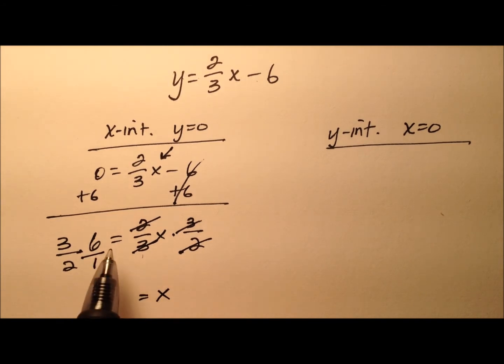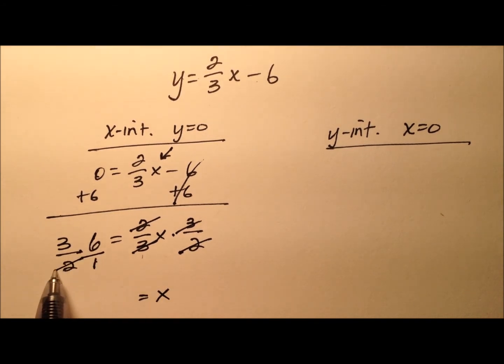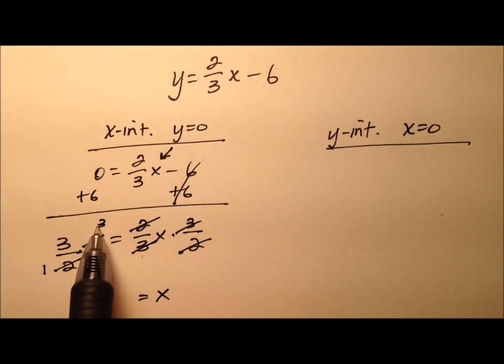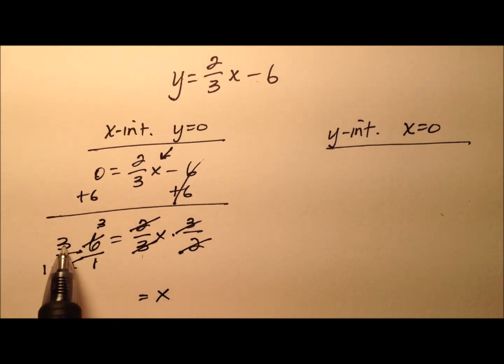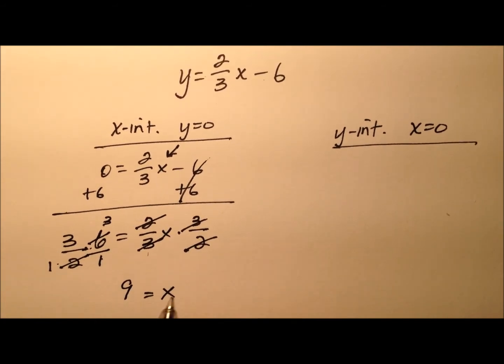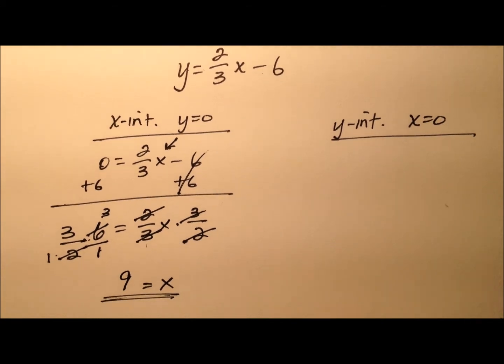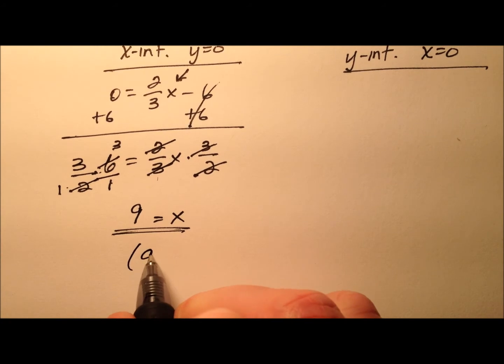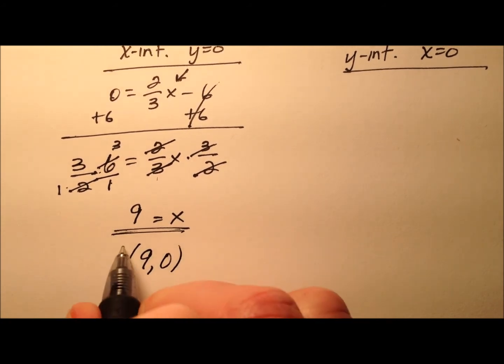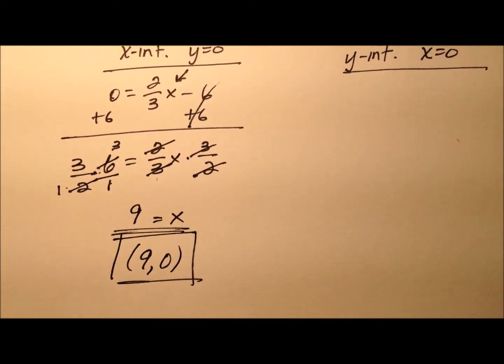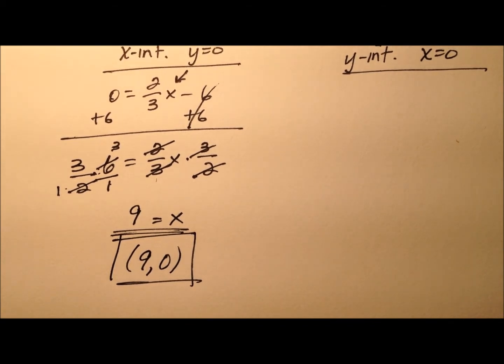And on the left side, we can put that 6 over 1. And I notice that we have some cancellations here. The 2 and the 6 can become a 1 and a 3 respectively. So 3 times 3 is 9. So it looks like our x value for our intercept is going to be 9. But let's go ahead and write that as an ordered pair. It's going to be 9 for the x value and 0 for the y value. So 9, 0 is the ordered pair of the x-intercept.